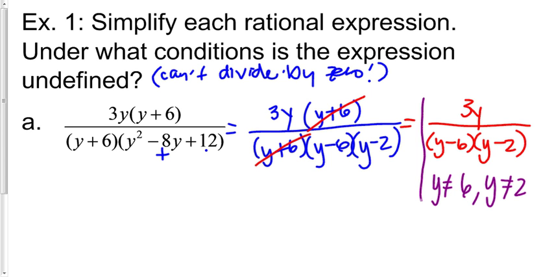So here's your answer. We've got the fraction in simplified form, and the two values that make this expression undefined are 6 and 2. So we rule them out by saying y cannot equal 6, y cannot equal 2.